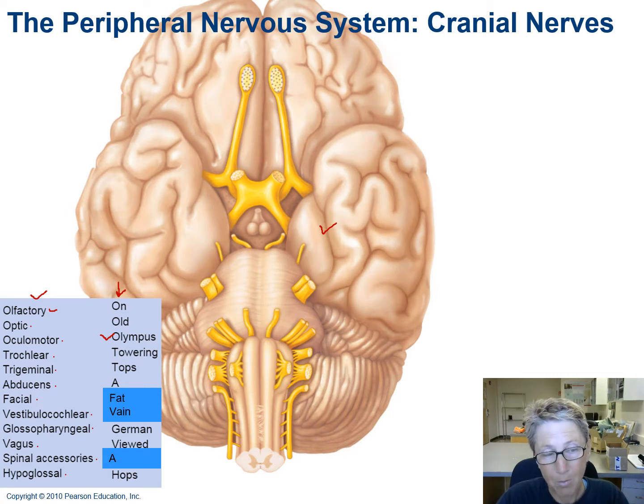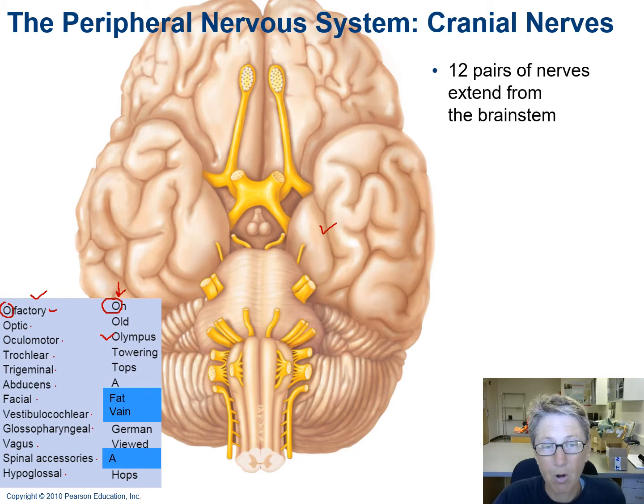For example, cranial nerve 1 is called the olfactory nerve, and it starts with an O. Then you come over here in our mnemonic, and "on" starts with an O, and then on down you go. Now let's look at where these cranial nerves are in the cartoon.